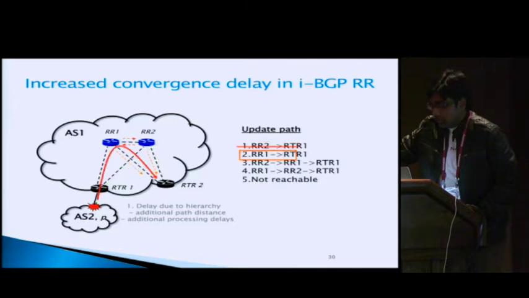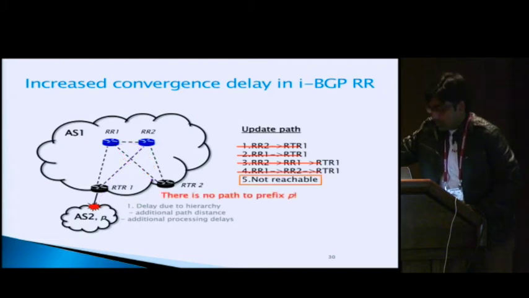So this is one example where your other paths are still available even though the path is actually not there. So this is the second alternate path, and this is the third alternate path. So finally the client will sense that the prefix is not reachable.